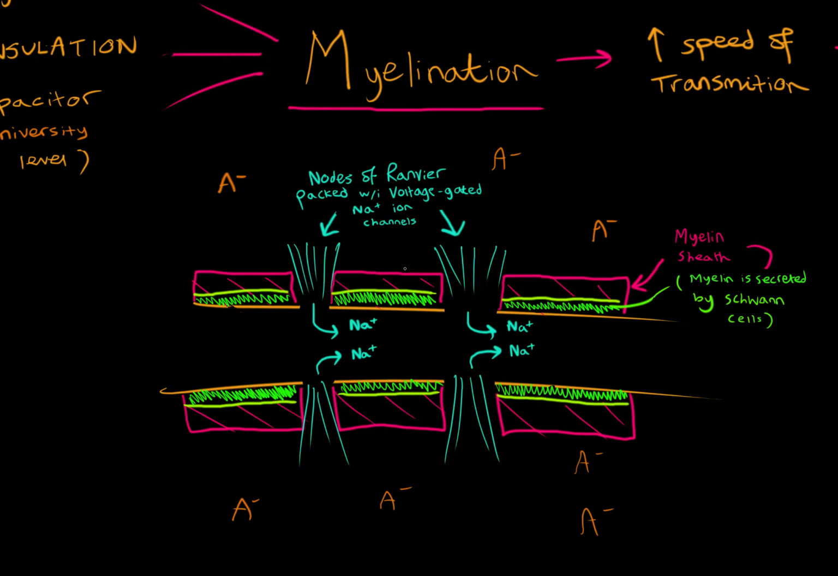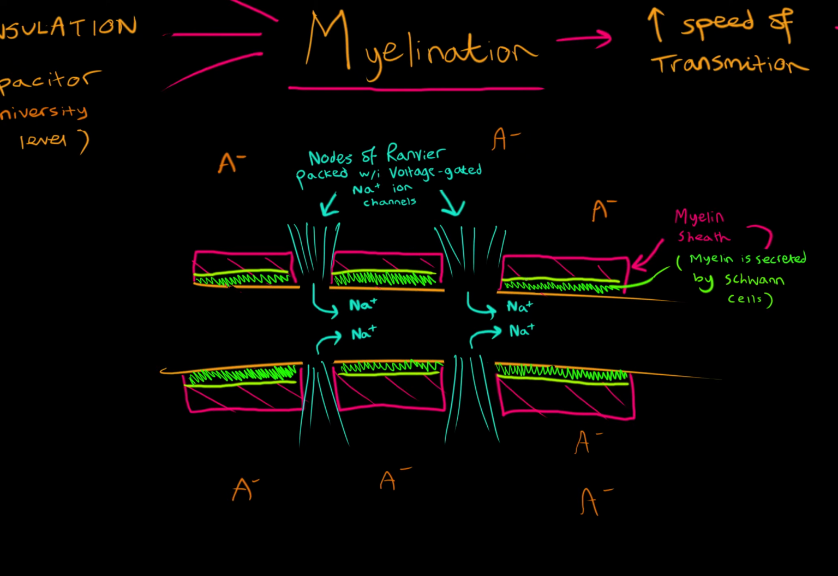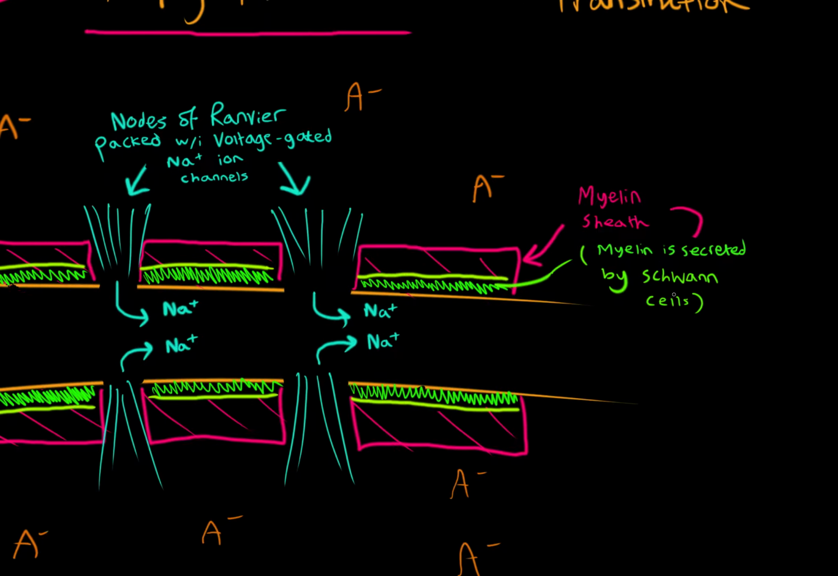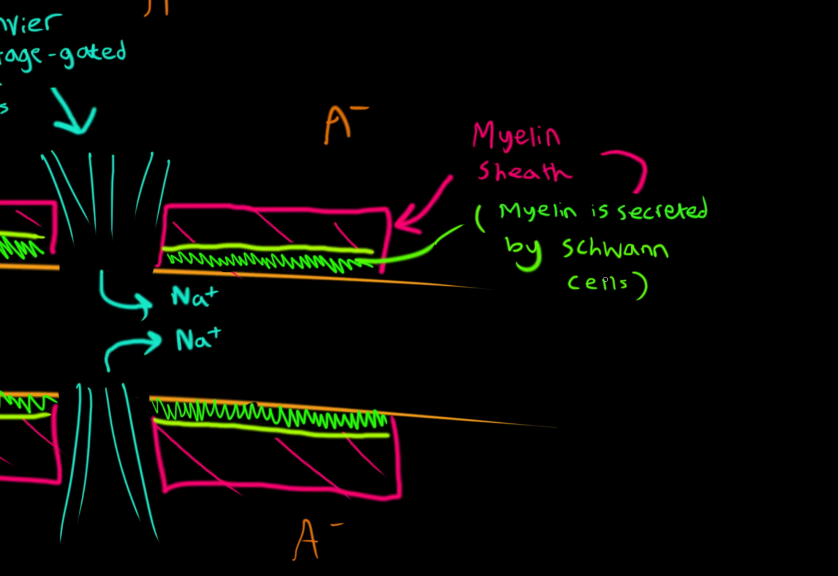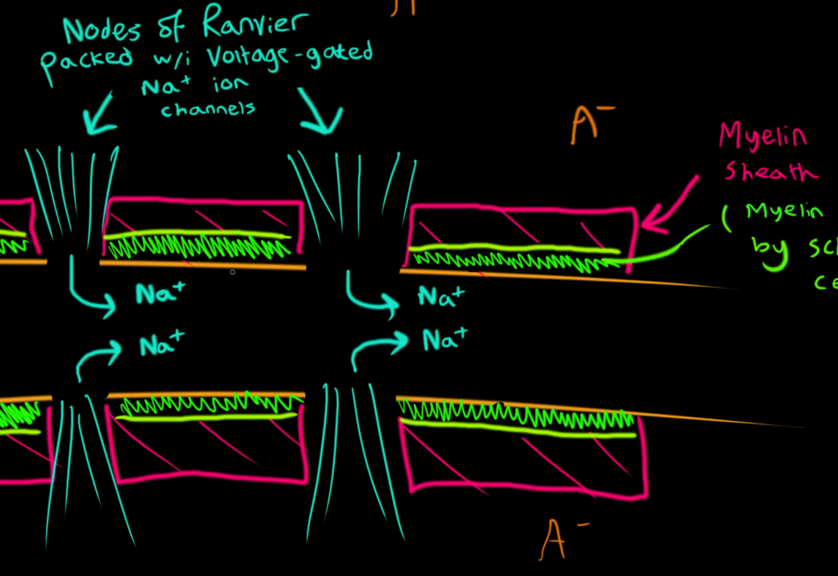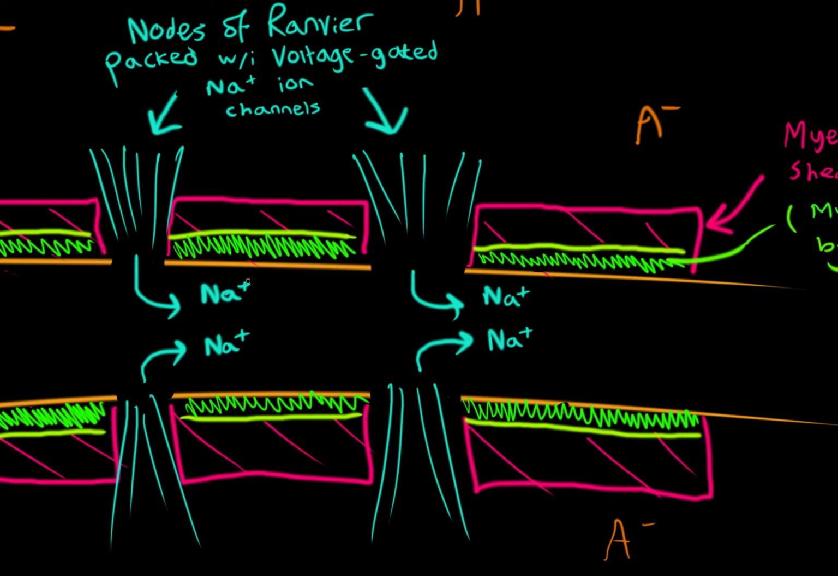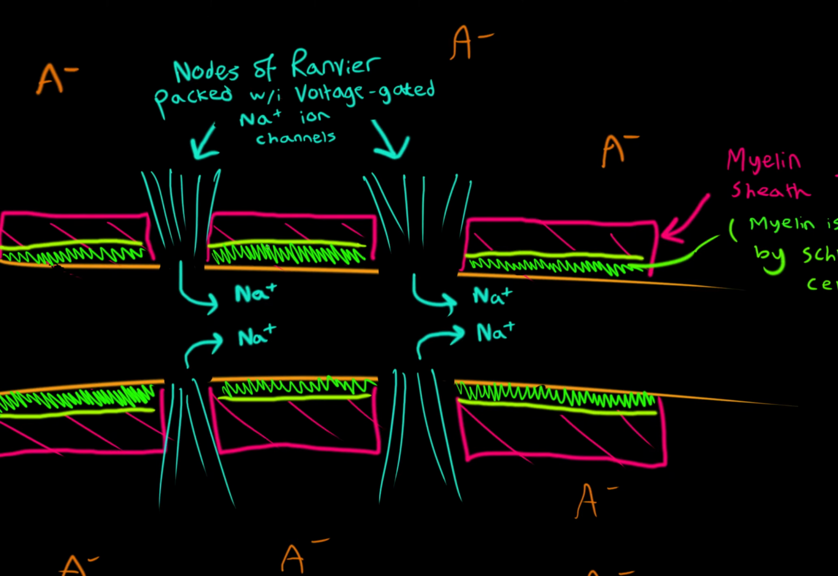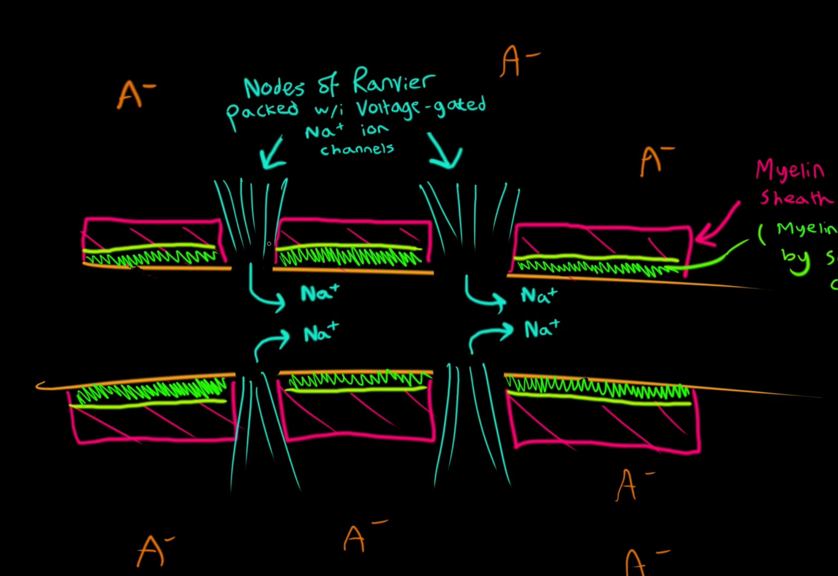Now, an advancement that you need to know for A level is that the myelin is secreted by cells called Schwann cells. I've shown those in green, and they basically line the neuron, and they secrete myelin that cakes on top of them. It's sort of like icing on a cake. That's a nice way to think about it.